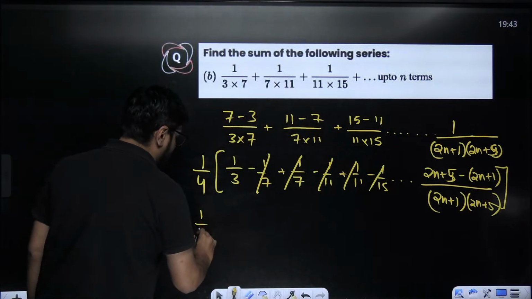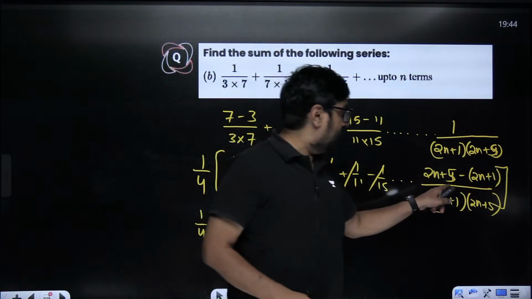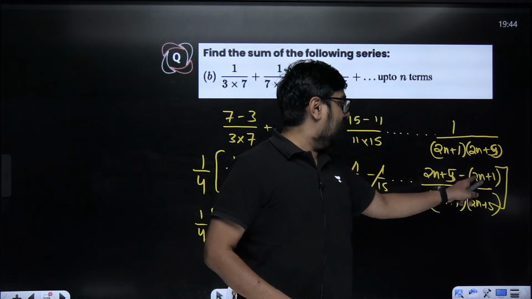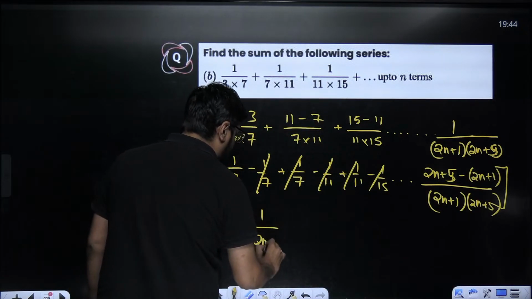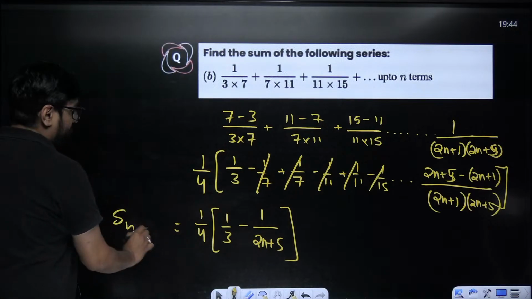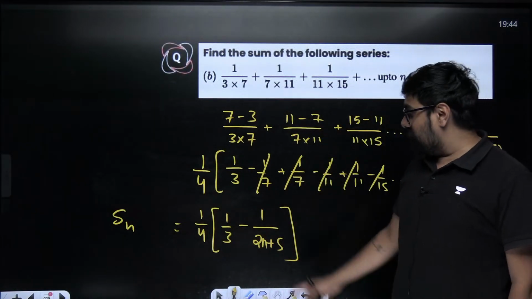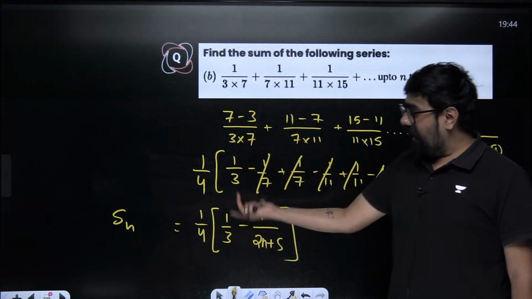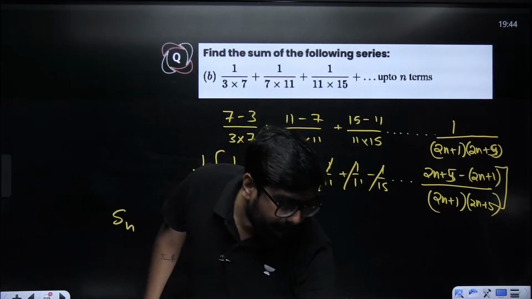What will you have eventually? 1 by 3 will remain, minus, which term will remain from here? 1 by 2n plus 1 minus 1 by 2n plus 5. So 1 by 3 minus 1 by 2n plus 5 will remain. The last term will remain. This will be your sum of n terms. That's it. Now if you want to find the sum of 100 terms, just put n as 100 over here and you will have the sum of 100 terms. This is what we call telescoping.